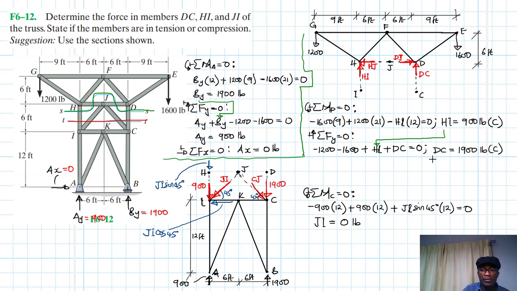Alright, so let's outline the final solutions. We have HI, which is in compression, and it's 900 pounds. And then we have DC. DC is in compression and it's 1900. And then we have JI, which is just a zero force member.